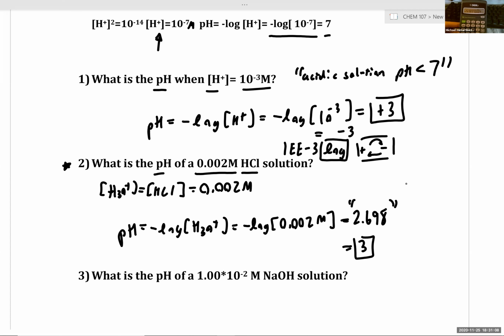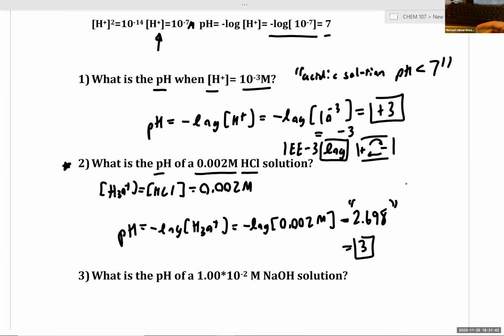Does this make sense to everyone? Is everyone feeling a little more comfortable entering these values into their calculator? No, I didn't quite get that. So just to showcase it one more time, you enter 0.002 into your calculator, then you hit the log button, and then you hit the sign change button, which is down here. Okay, got it. Perfect.